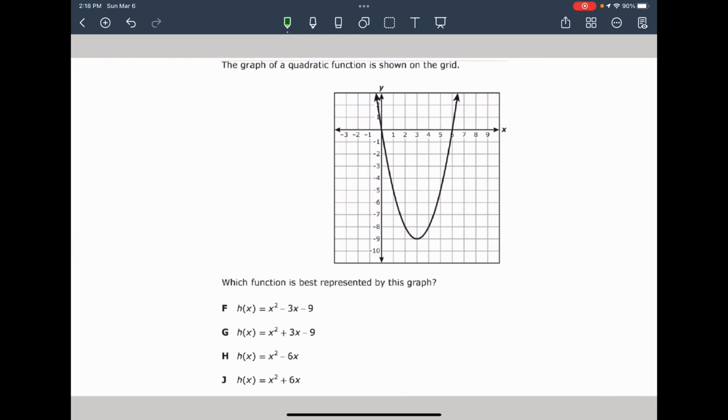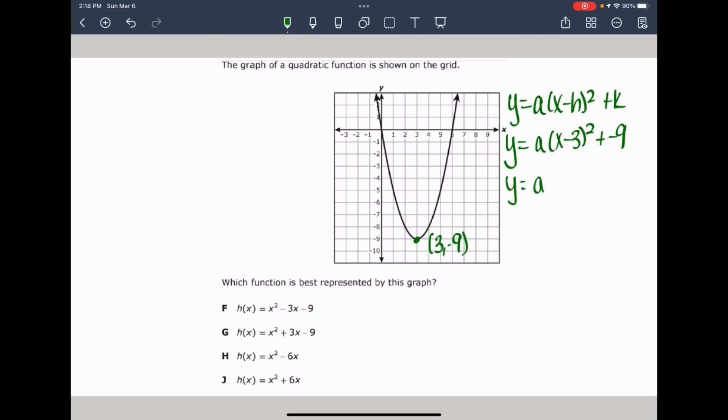So this, once again, asks us to write a function for this graph. So I'm going to start off with a vertex. So the vertex of this is at (3, -9). So I'm going to start off with vertex form, y equals a times (x minus h) squared plus k. So you have y equals a times (x minus 3) squared plus negative 9. So this gives me y equals a times (x minus 3) squared minus 9.